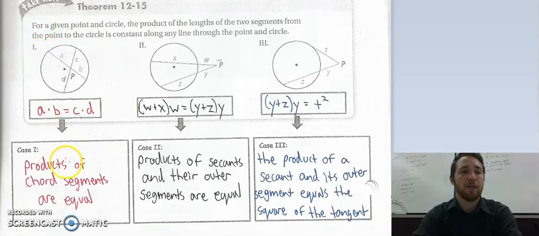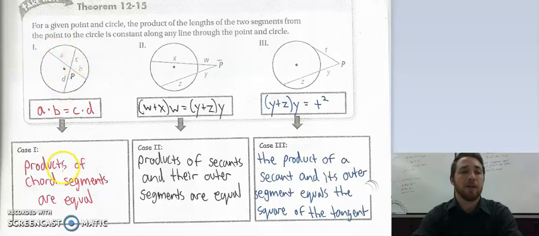Again, first case is if I have two chords. If I look at those segments of the chords, A and B make up one chord, D and C make up the other. So if I multiply A times B, that should be equal to C times D.